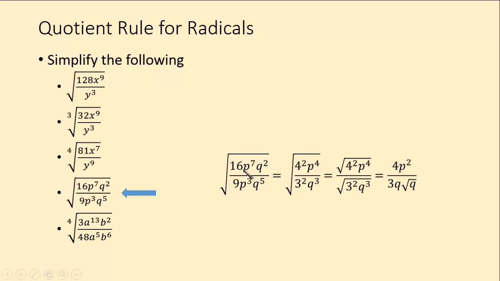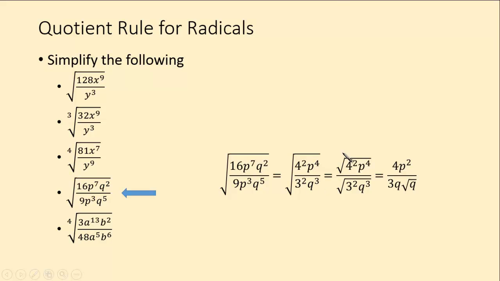So if we notice this is 4 squared and 3 squared, and then this p to the 7, we say 7 minus 3, that leaves us with p to the 4th. And then down here, well, that's 5 minus 2, 3. You could also say 2 minus 5, but then that would be q to the minus 3, which is 1 over q to the 3rd power. So any way you do it, you end up like this.